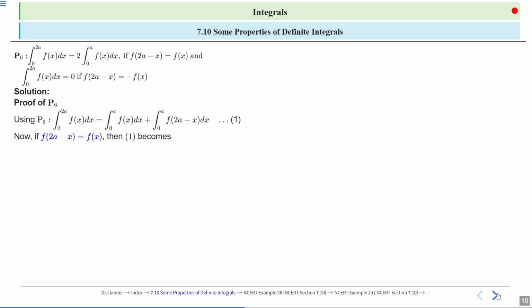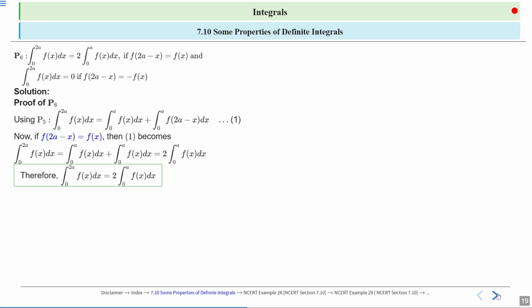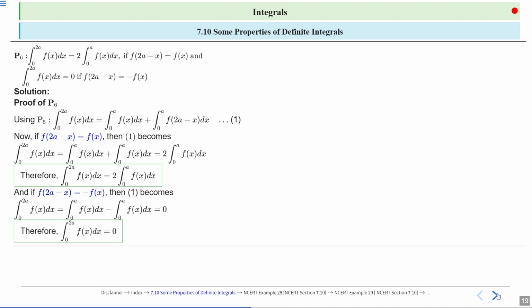Now, if f(2a minus x) is f(x), then the integral from 0 to 2a of f(x) dx is equal to the integral from 0 to a of f(x) dx, and in place of f(2a minus x) we just put f(x), so we get the integral from 0 to a of f(x) dx. So both are the same, so we just add and we get 2 times the integral from 0 to a of f(x) dx. And if f(2a minus x) is minus f(x), then it becomes the integral from 0 to a of f(x) dx minus the integral from 0 to a of f(x) dx. Both cancel out and it becomes 0. Okay.